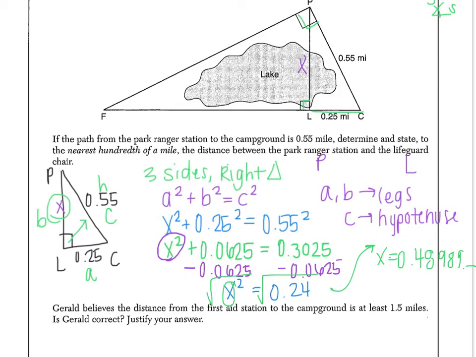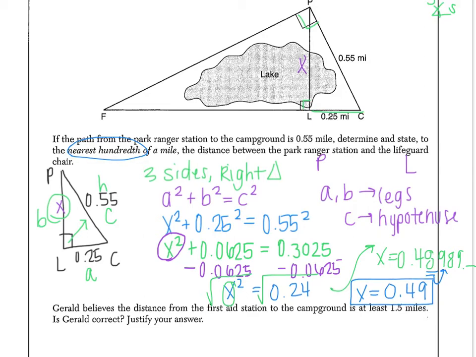But it's asking me to round to the nearest hundredth of a mile. Hundredths place is the 8, so I need to look to the right. And it then tells me to round the 8 up. So 0.49 is our final answer here.